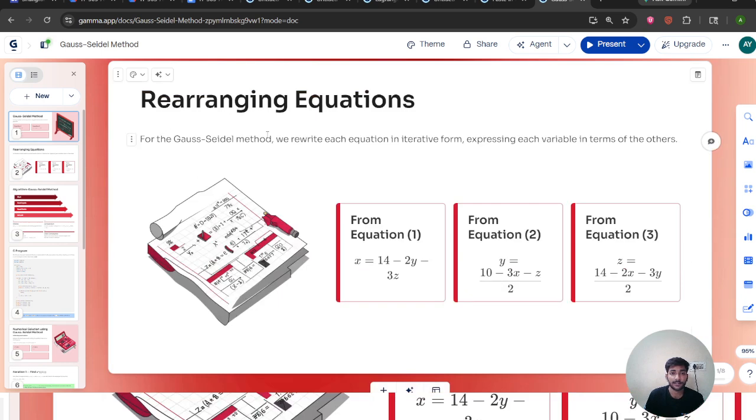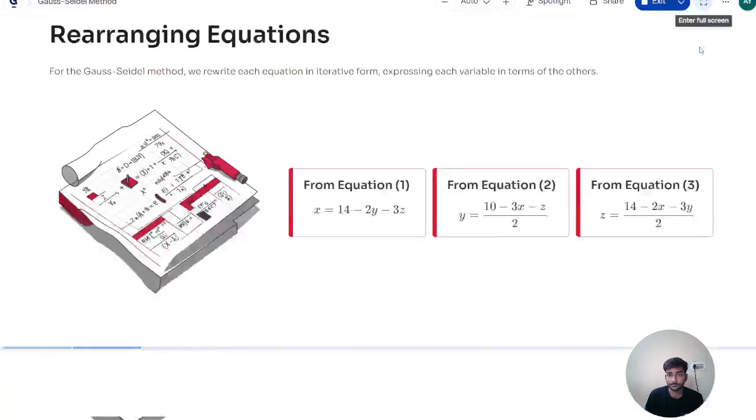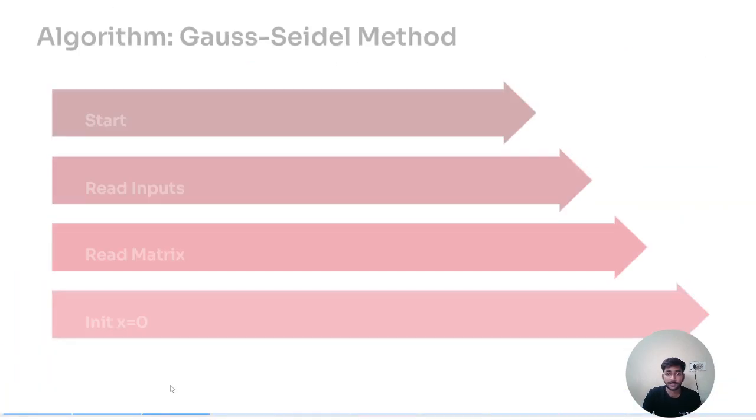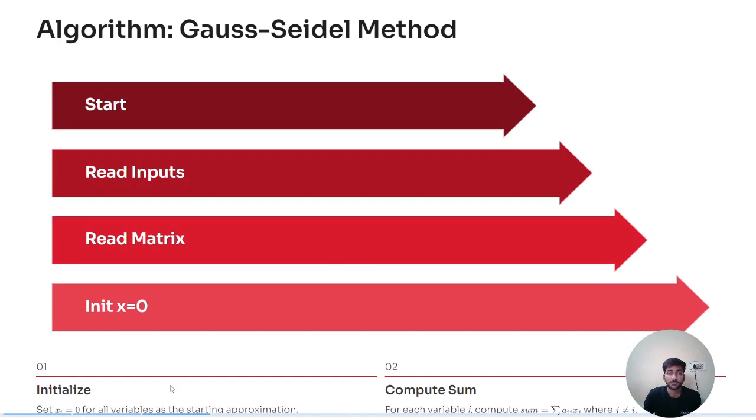So first, in the first step, we will rearrange the equations in this form to calculate x, y, and z. And in the second step, now let's see the algorithm of this method.